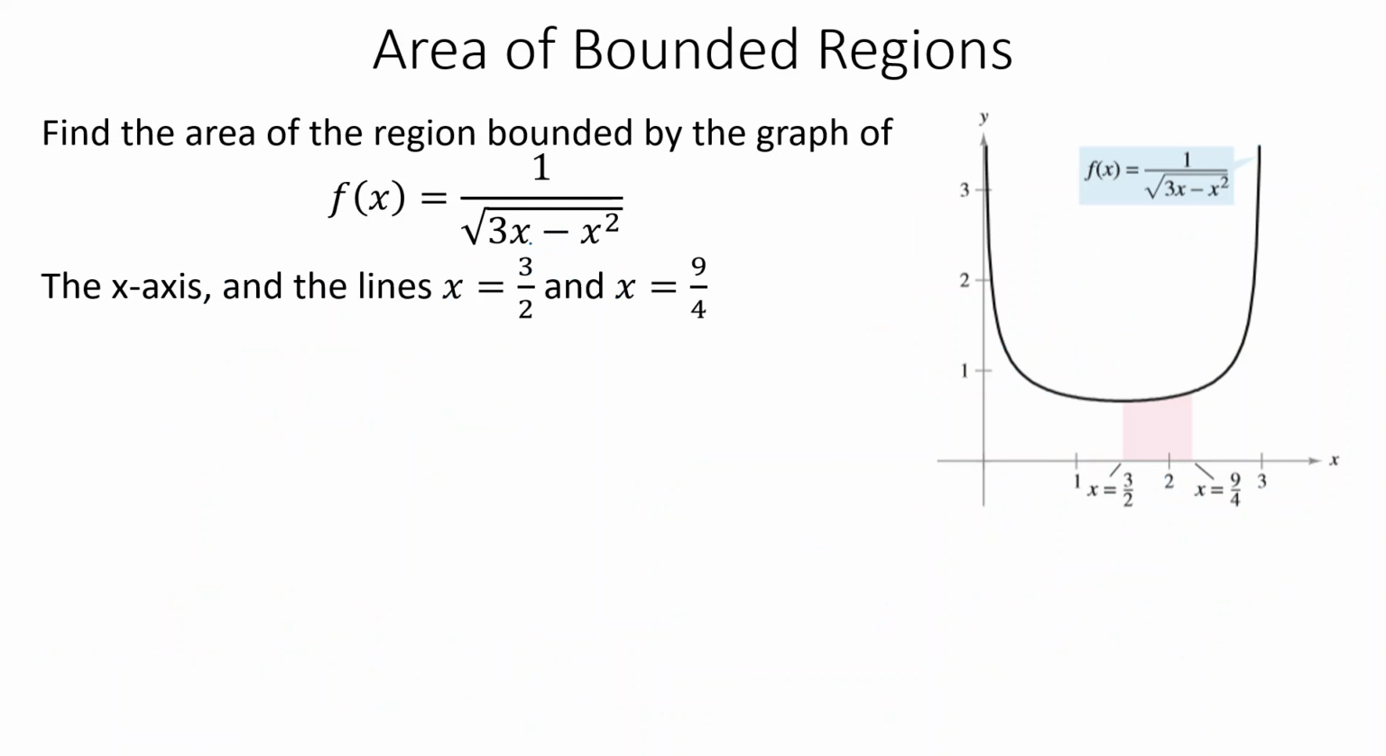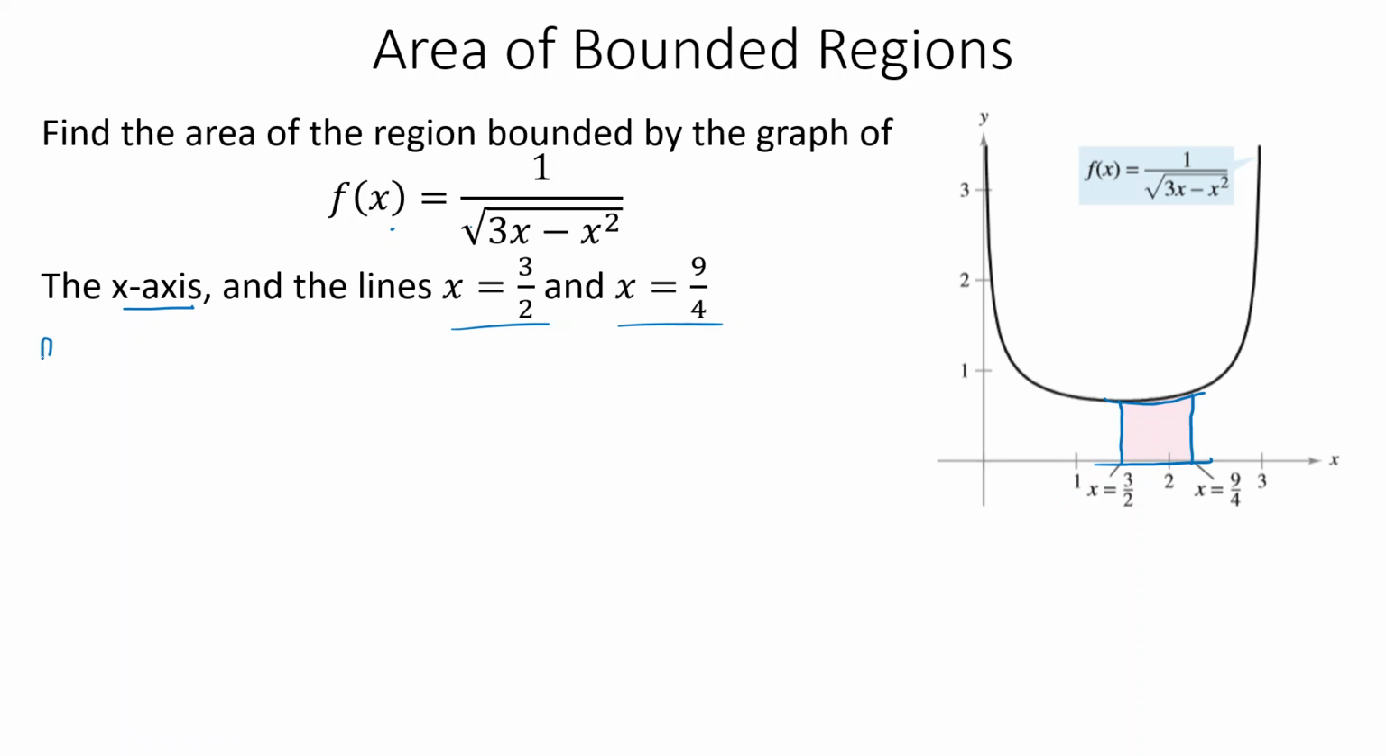Oh, it's coming back. Find the area of the region bounded by the graph of f of x equals that, the x-axis, and the lines x equals 3/2 and x equals 9/4. So here's what that looks like. Here's x equals 3/2. Here's x equals 9/4. Here's the graph there. Here's the x-axis. So this little pink section is the area that we are trying to find.